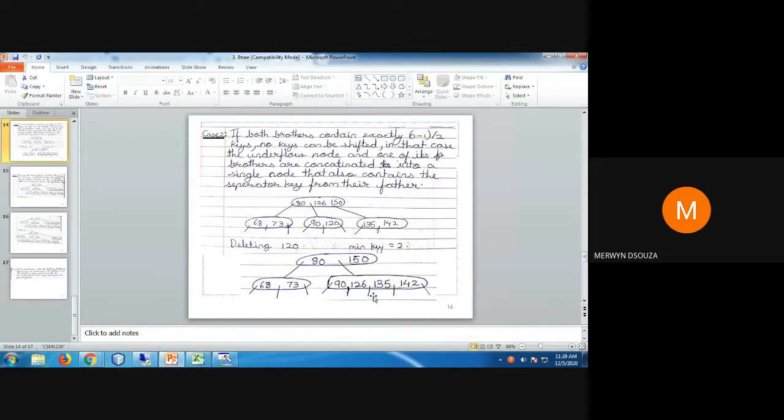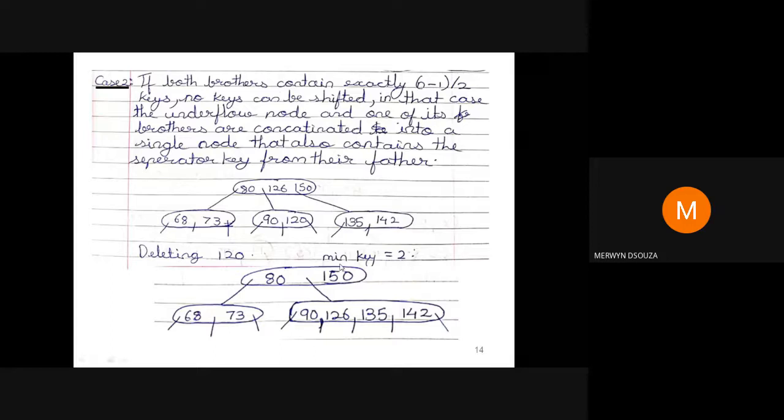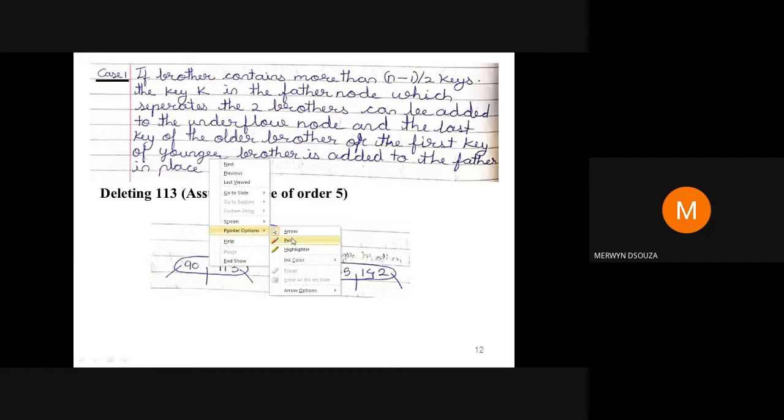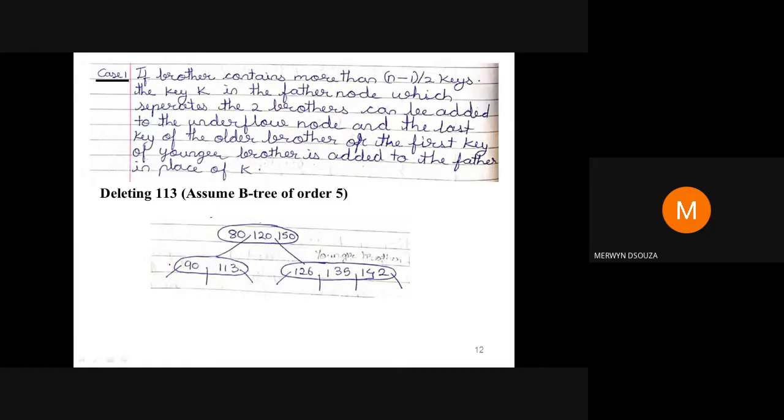Okay, so please remember, you are not going to apply any of these cases if we had more than the minimum number of keys. So suppose I had here, just for example, 95, and I was deleting 113, and the minimum number of keys required was 2. Then deleting 113 would not cause an underflow. So I would directly delete it from here. I would not apply this case. You are going to apply this case only if there is an underflow.